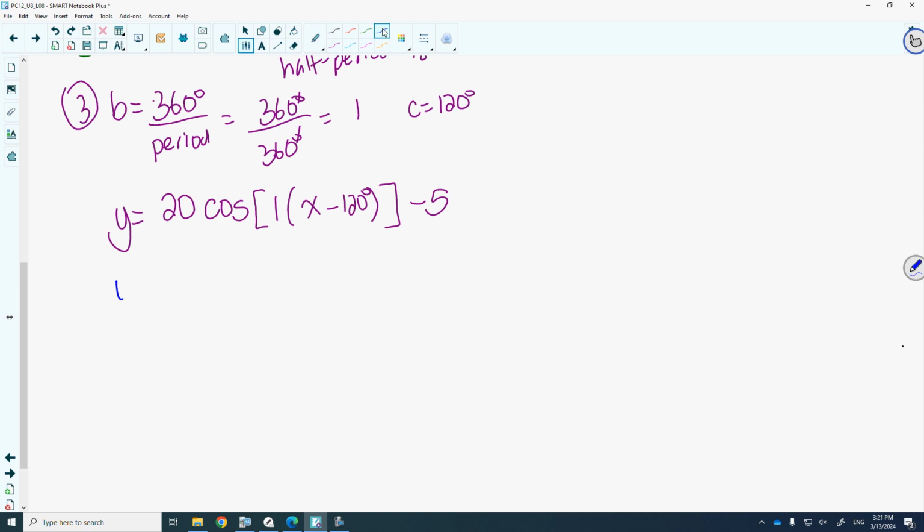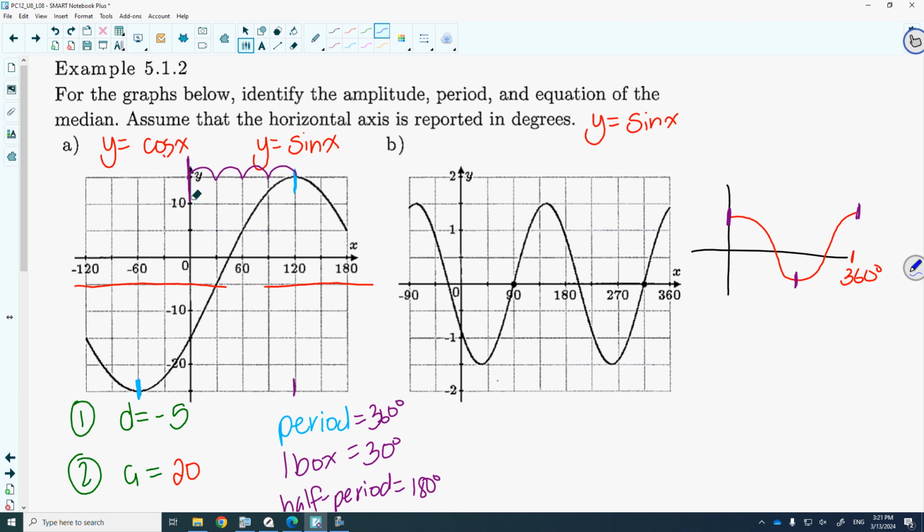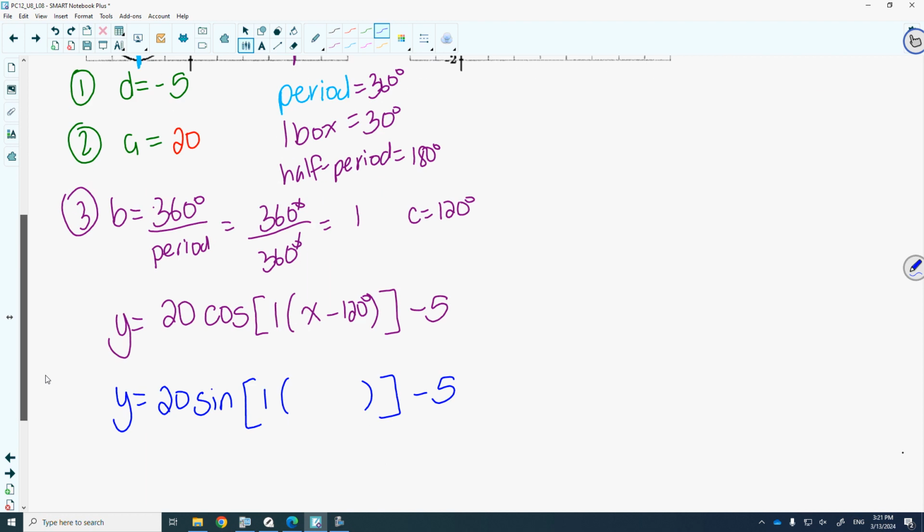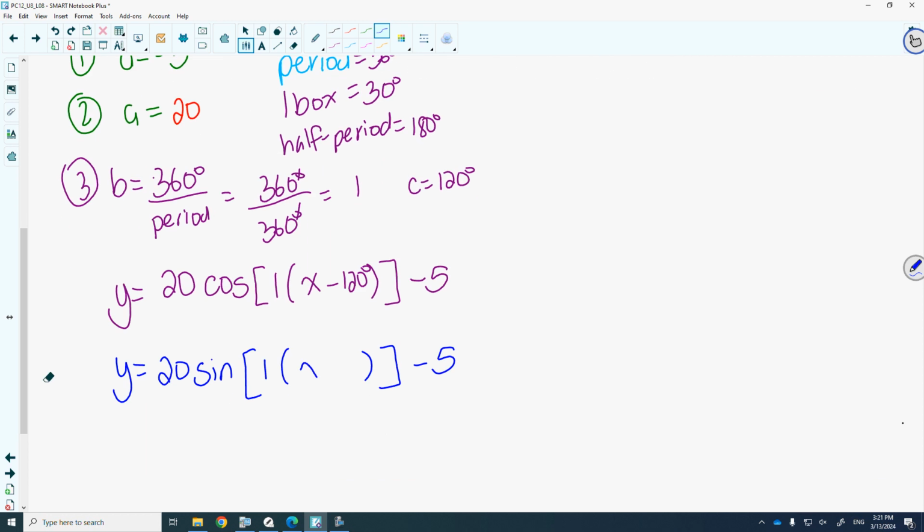Now, if it is a sine graph, 20 sine 1, we have to figure out a different phase shift. What you have to remember for a sine graph is you measure from the y-axis along the midline. So it would be 1 unit to the right, which is 30 degrees, and then I'm going into my rise, which is what happens with a sine graph. So the C value for a sine graph would be 30 degrees, 1 box to the right. So it would be x minus 30 degrees.